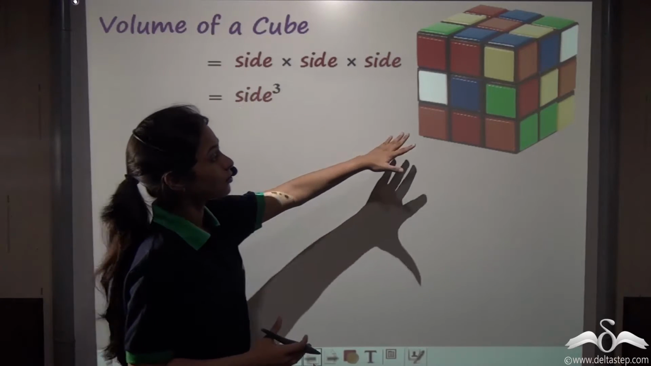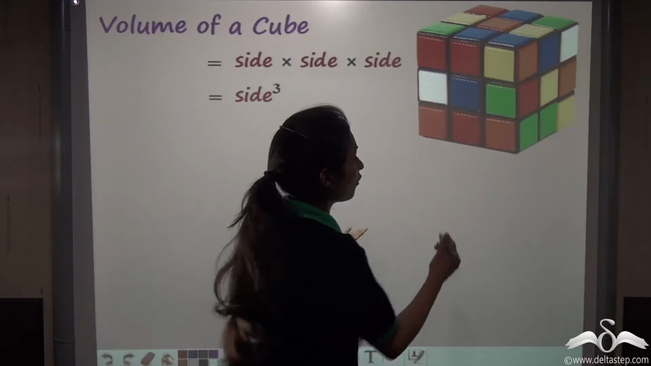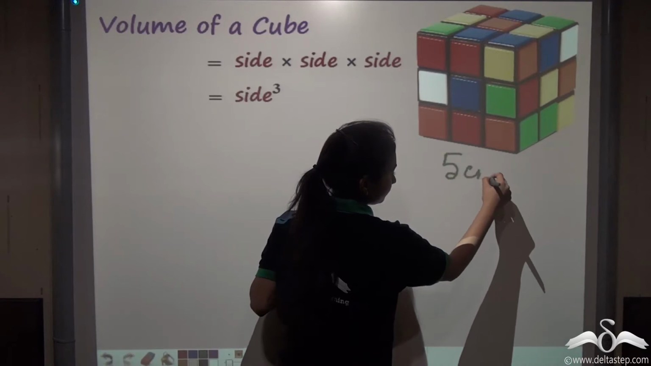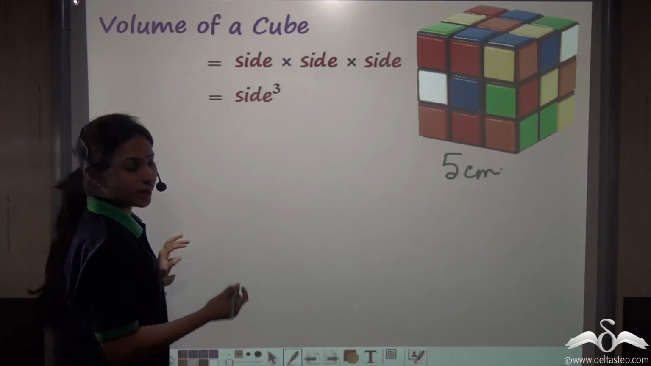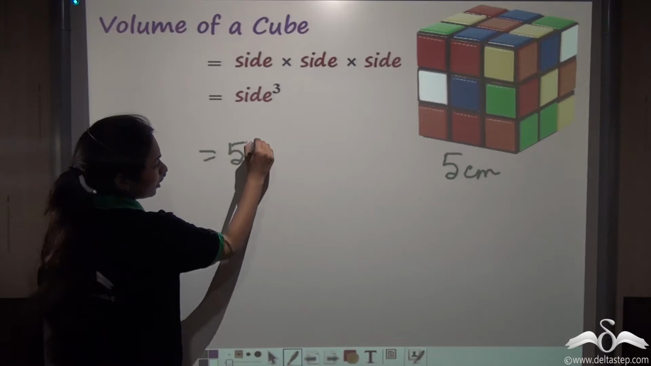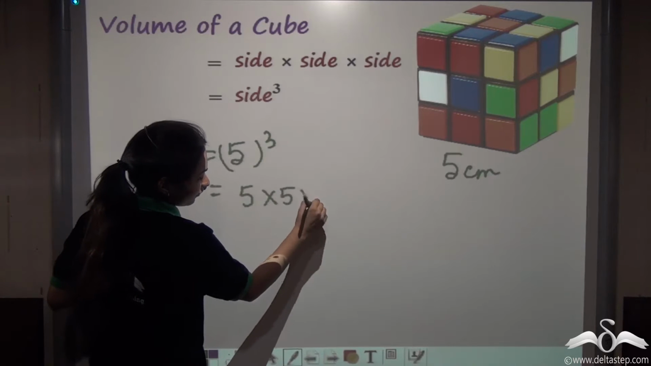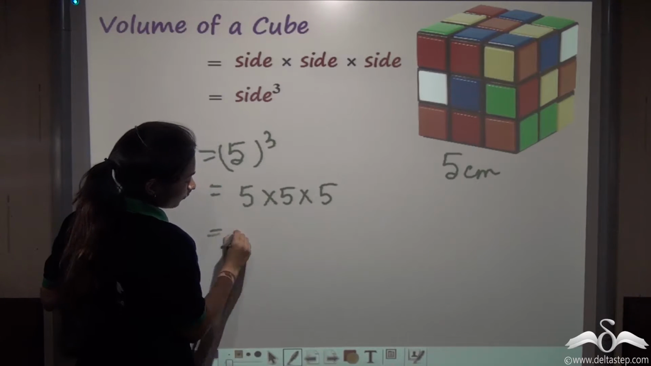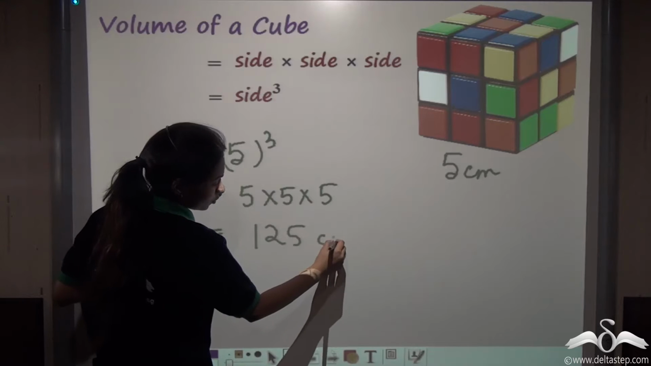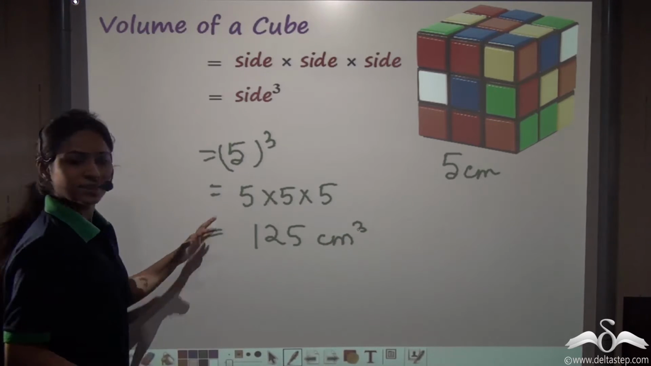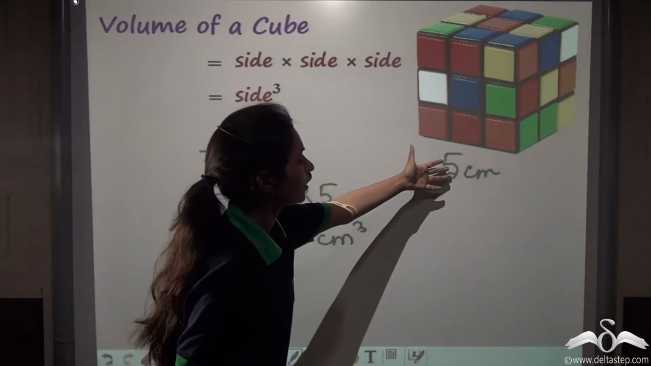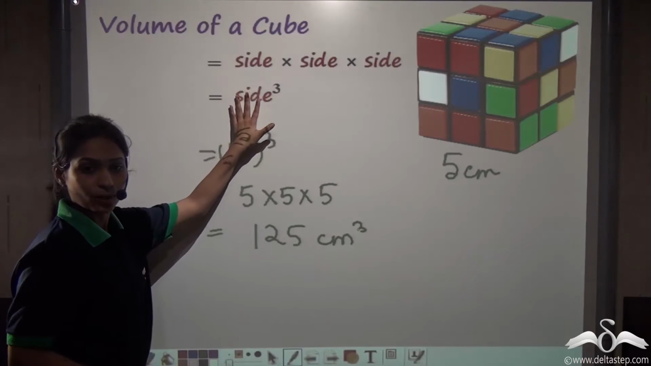Now suppose this Rubik's cube has a side of 5 centimeter. Then easily you can calculate the volume by calculating 5 cube. 5 into 5 into 5, which will give you 125 centimeter cube. So finding this was very easy. You just had to put this number in this formula.